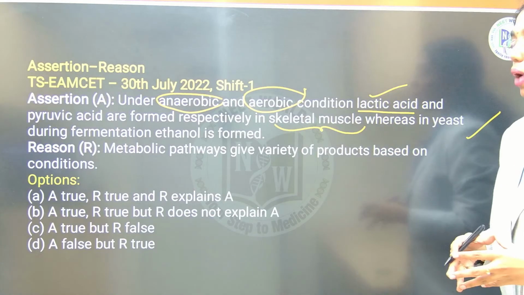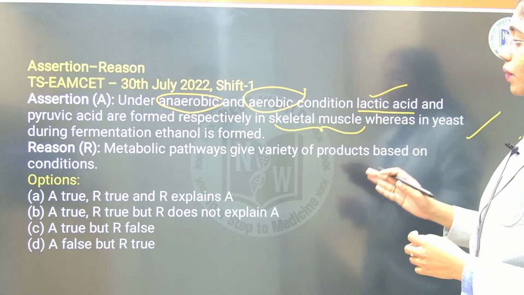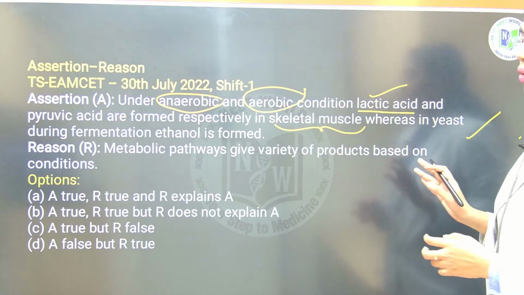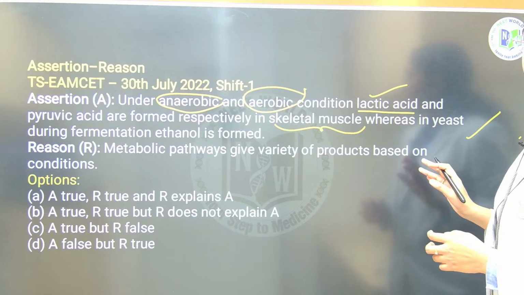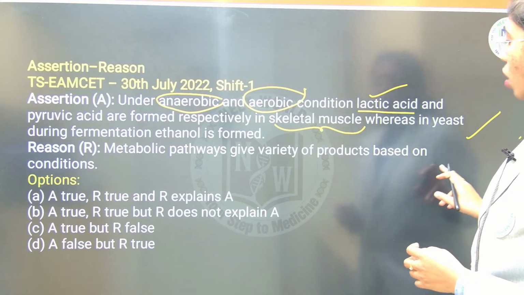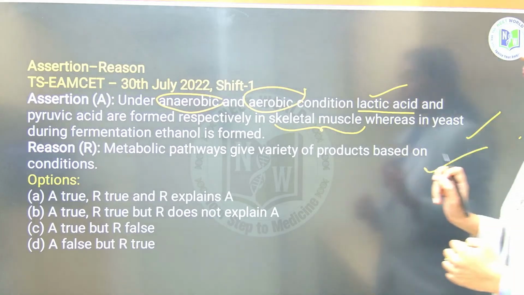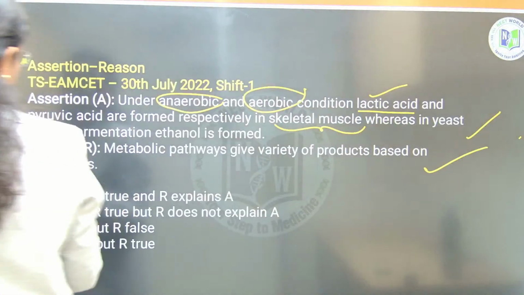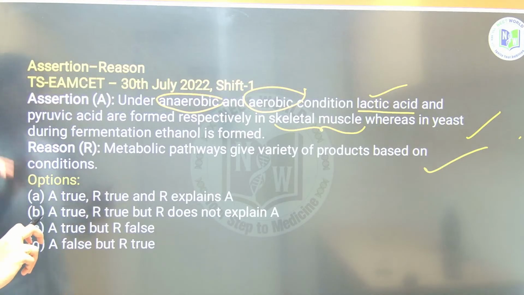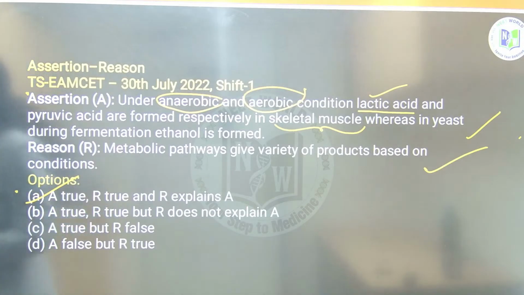In the reason, it says metabolic pathways give a variety of products based on the conditions. True. Metabolic pathways will give a variety of products based on the conditions. So here, based on conditions, whether it is aerobic or anaerobic, and based on the cell, the assertion is true and the reason is true, which explains A. Option A is the right answer over here.